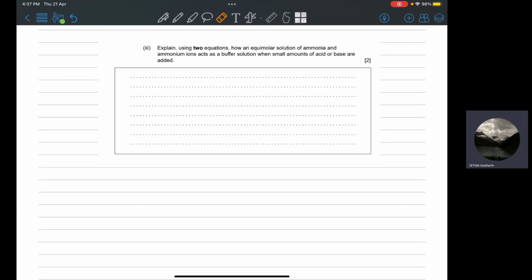In this video, we're going to be talking about buffer solutions, and this is from the HL part of acids and bases, so topic 18. If you're an SL student, you don't necessarily need to know this, but if you are an HL student, these kind of questions do come up both in paper 1 and 2, so it is an important concept to grasp.